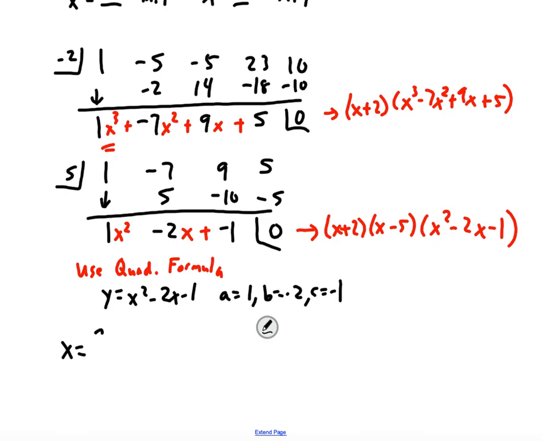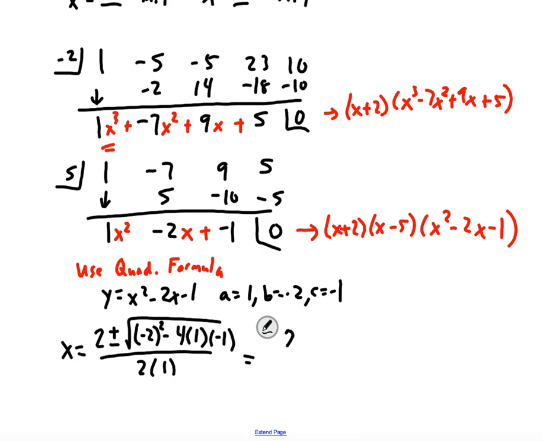Opposite of b, plus or minus the square root of b squared minus 4 times a times c, all over 2 times a. So doing so there, negative 2 squared is 4, minus a minus becomes a plus 4, which is an 8. Break down the square root of 8: that's the same thing as the square root of 4 times the square root of 2.